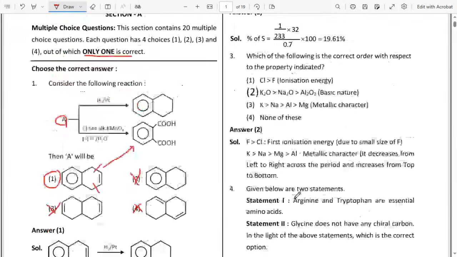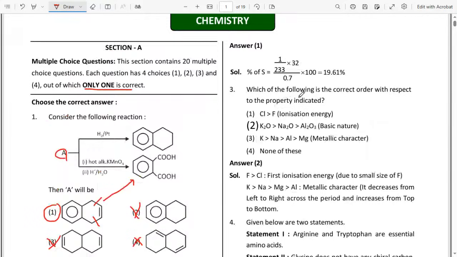Next, which of the following is the correct order with respect to the property indicated? See, this is chlorine greater than fluorine, ionization energy. So in a periodic table, what happens? Ionization energy, moving from top to down. So here it is given increases. Is it so? No. Whereas the basic nature of potassium oxide, sodium oxide and alumina, alumina is just a neutral compound, right? K2O is basic in nature. So option 2 is the correct option, students.